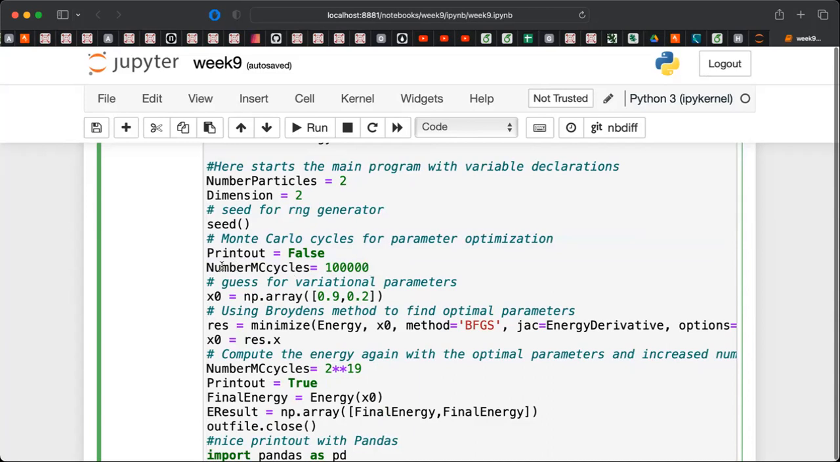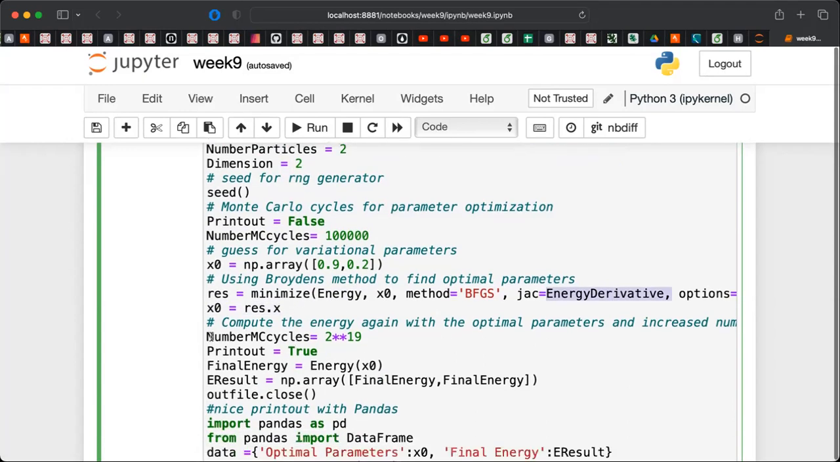So when I'm done with that, I have now found the optimal parameters here, which are obtained by Broyden's method. I have only 2 parameters, so this is a pretty easy function to optimize. I need to plug in the energy function and the derivative in order to use this function from SciPy, which is called minimize. When I'm done with that, I'm going simply to run my large Monte Carlo calculation.